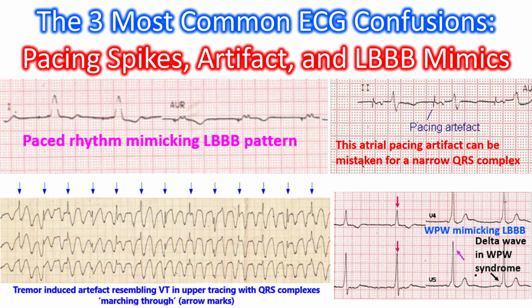In the world of clinical ECG interpretation, things are rarely as neat as they look in textbooks. Small deviations in morphology or external interference can lead to misdiagnosis, potentially resulting in unnecessary interventions or missed emergencies. Here is a breakdown of the three most common ECG confusions and how to tell them apart.